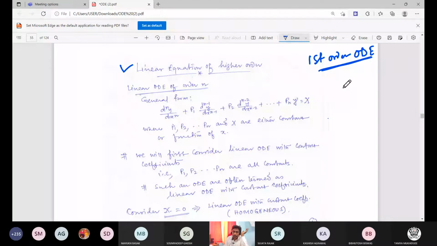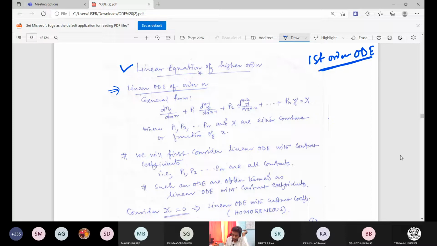First we will consider linear differential equations. Let me define the differential equation first, and then I will say when the equation will be nonlinear. Let us write down the general form of a linear differential equation of order n. I hope you all know the degree and order of a differential equation. So here I have written the linear differential equation of order n.